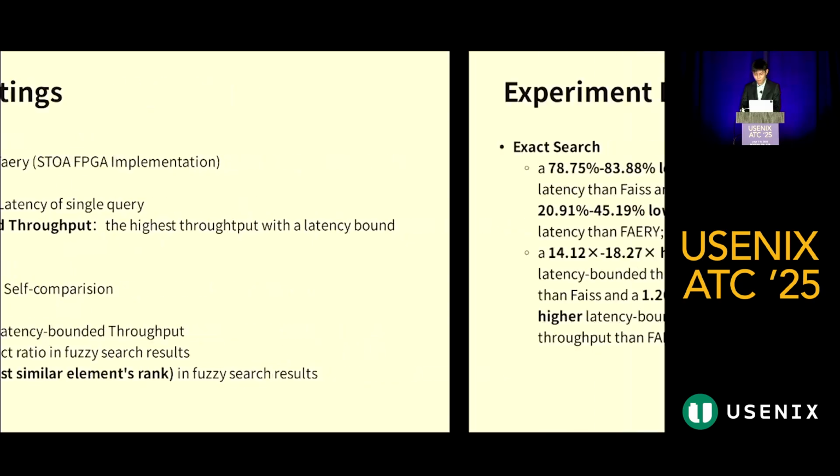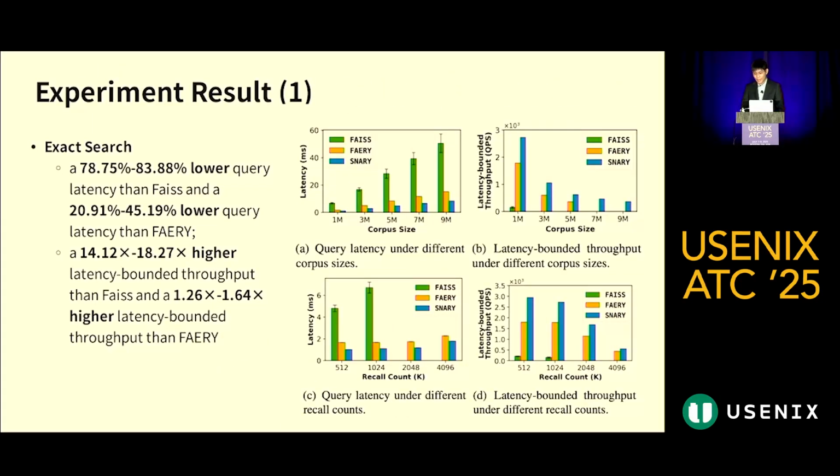Now for the exact search results, SNARY is 79% to 84% faster than FACE and 21% to 45% faster than Fairy. For 9 million items and when k equals 4096, SNARY's latency stays below 10 milliseconds, while FACE can't handle k equals 4096 at all. In terms of throughput, SNARY is 14 to 18 times higher than FACE and 1 to 2 times higher than Fairy.